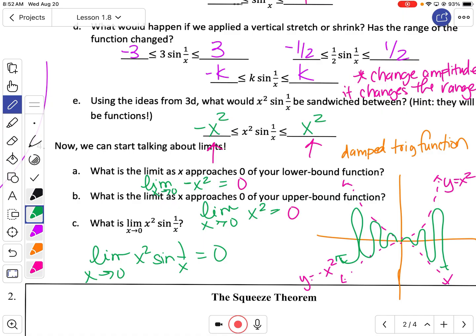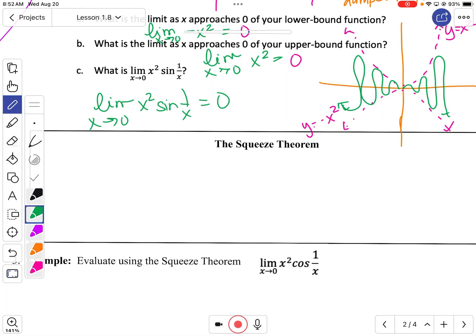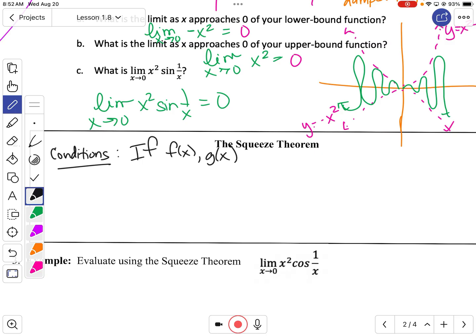Okay. So anyway, here's the formal definition or the formal theorem. This is what it says, right? It has what we call conditions. And so that's what I'm going to start with. These are the conditions. If f of x, g of x, and h of x. You need to write this down because one of the places you're going to lose points is in your justifications.